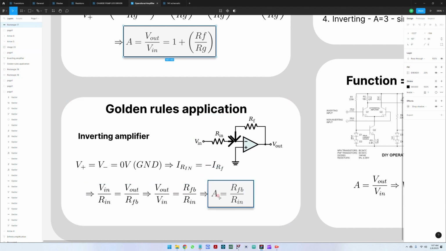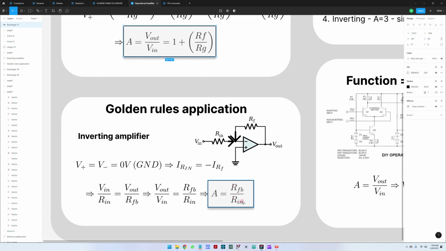In this case, we have an amplification, so Vin divided by Rn equals Vout divided by R feedback. So this means that if we move Vin from here to here and R feedback on the other side, then Vout divided by Vin, which is the amplification, is a divider between R feedback and Rn. So the amplification is the value of this division here.